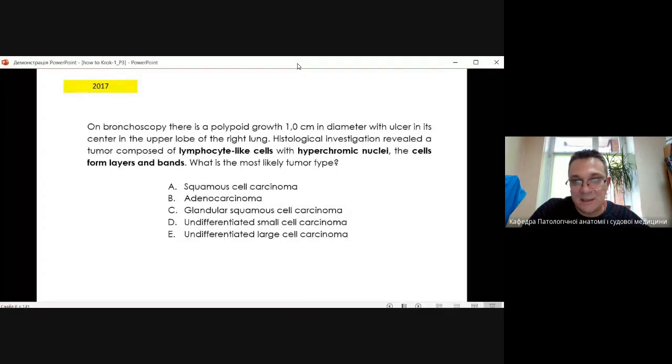What is this? Okay, you proposed D, which is true. That's undifferentiated small cell carcinoma. The keyword, that's lymphocyte-like cells. That's the true keyword, which means the small cells, and that's the definition of small cell carcinoma. That's undifferentiated because, in fact, there is nothing like the normal, or at least something resembling the normal structure of the epithelium or epithelial layers.